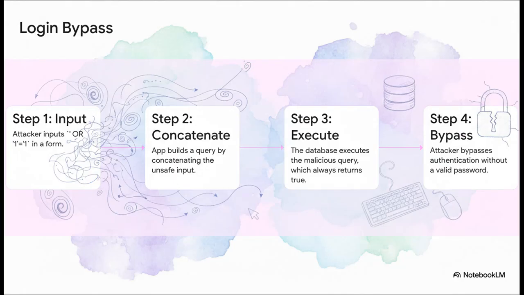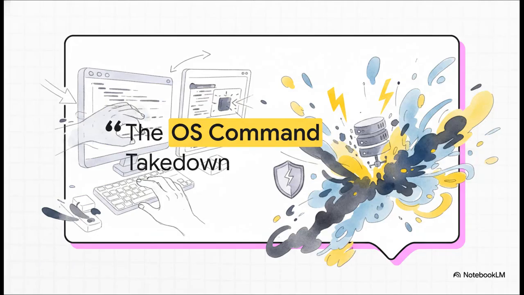So here's how it goes down. The attacker types a weird little string, OR 1=1, into a login form. The vulnerable application doesn't check it, it just sticks it onto the end of its database command. The final query ends up looking something like this: find me a user where the password is nothing or 1 equals 1. And since 1 always equals 1, the database says, yep, that's true, and lets the attacker in as the first user in the database. Just like that.